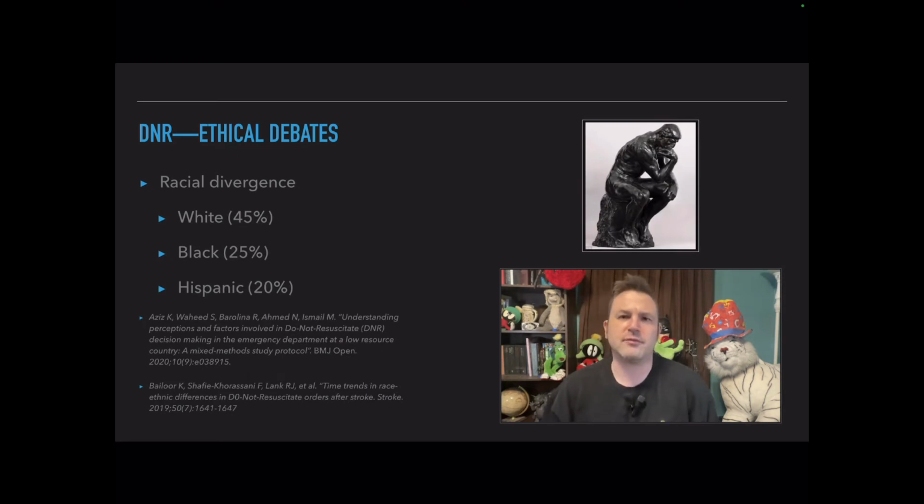Another ethical debate is racial divergence. About half of white patients have a DNR when it's appropriate. Now, obviously, if you go into a hospital for a broken leg, they're not going to ask you if you want to do a DNR for that, or like having a baby. We're talking about situations where a DNR is appropriate. But so yes, about half of white patients have a DNR, about a quarter of black patients do, and about 20% of Hispanic patients do. And I'm sure you're tired of hearing this by this point in this course, but we don't know why.